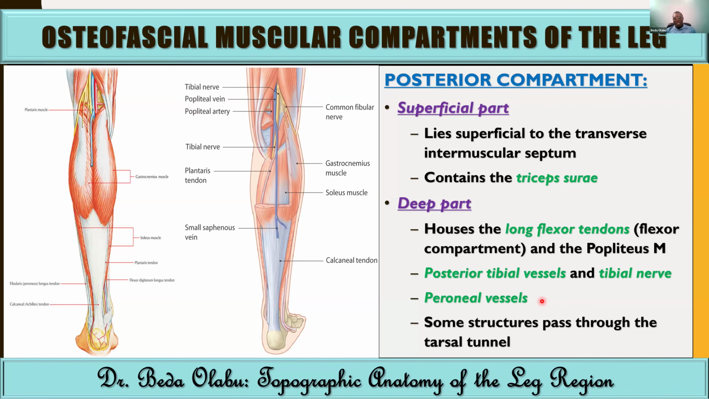Some of these structures which are found in the deep part of the posterior compartment go to the foot, and now these ones will go to the sole of the foot. How will they get to the sole of the foot? By passing through another tunnel. This tunnel is called the tarsal tunnel. Something almost similar to what we call carpal tunnel in the upper limb, but now this is tarsal tunnel. I'll talk about tarsal tunnel shortly.